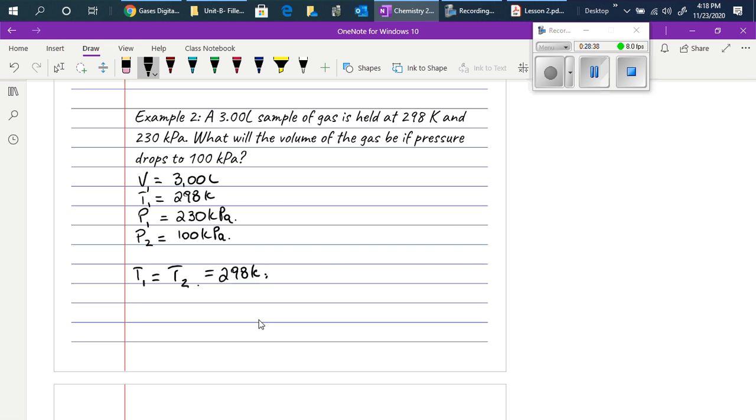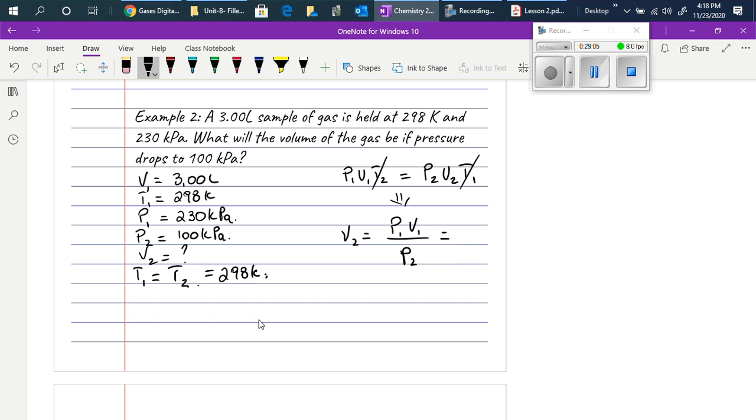So now what we have is P1 V1 T2 equals P2 V2 T1. Since this is the same, we can simply cancel it out, and then we have to figure out what V2 is, because this is what they are asking for, the volume. V2 will be P1 V1 over P2.